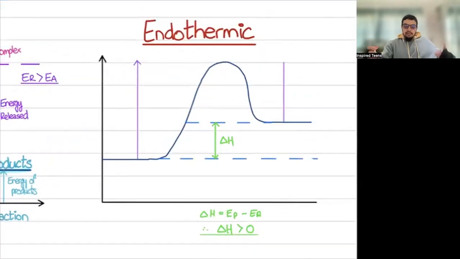This is an endothermic graph. So all the same things mainly apply, but we're just going to discuss the main difference, and that's simple. Of course we know that we have reactants here. These are our reactants, and these are our products.